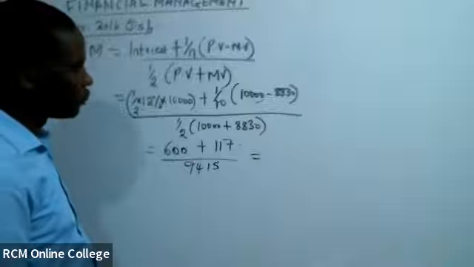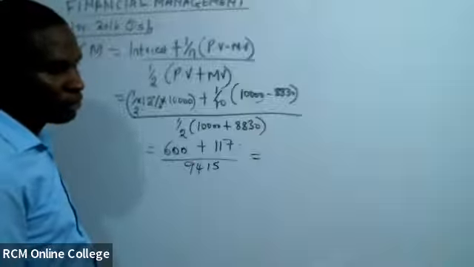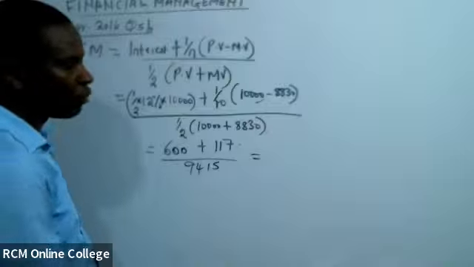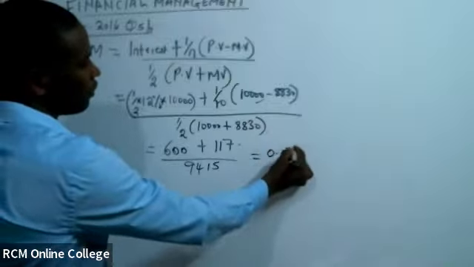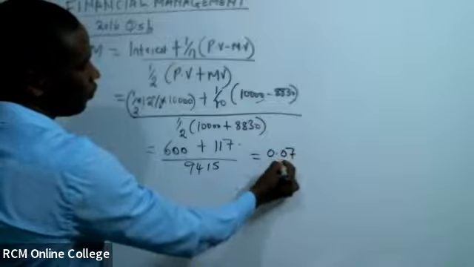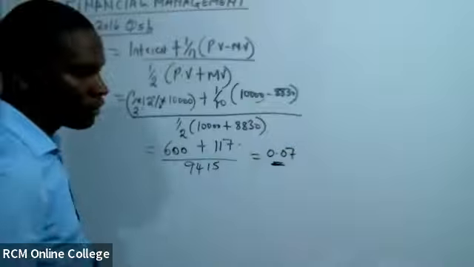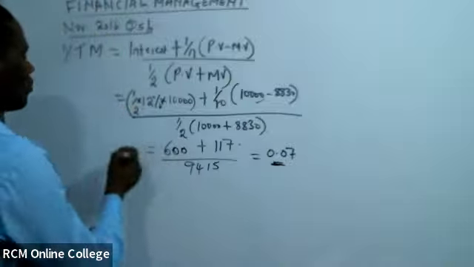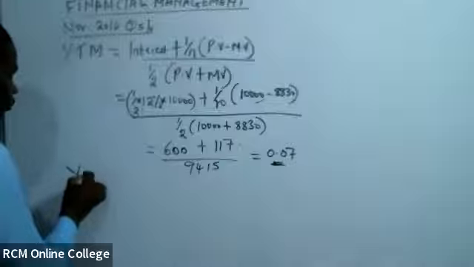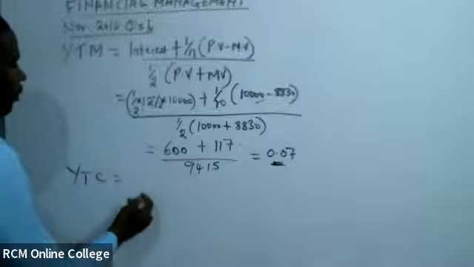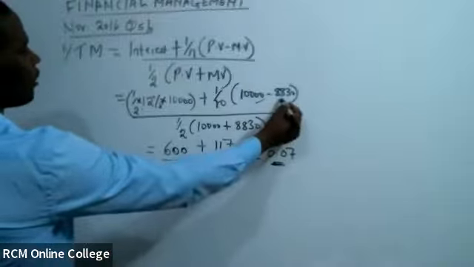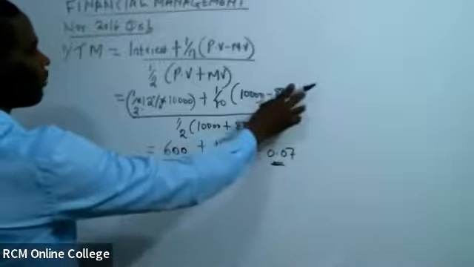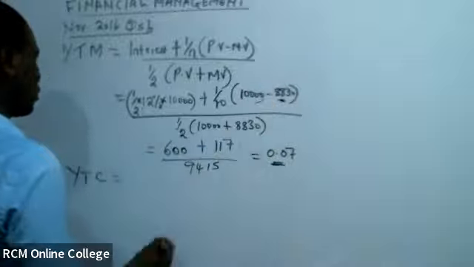Yield to maturity. It is 0.07. So if you wish, you can say it is into percentage, maybe 7%. When it comes to the yield to call, the only difference will be that we shall now change the callable amount. This market value, we shall replace with the callable amount.